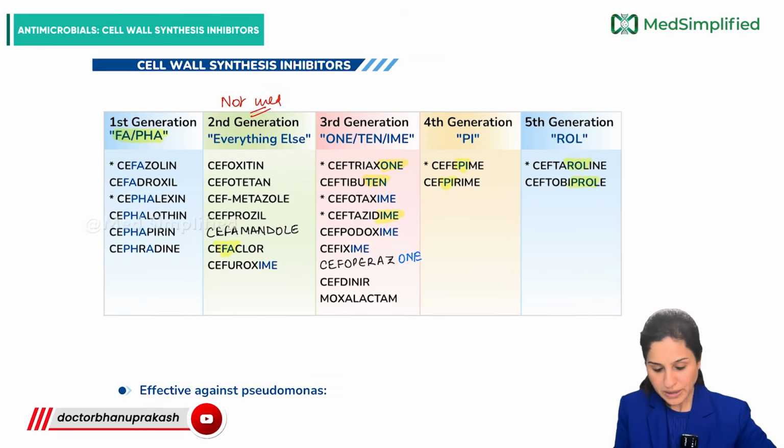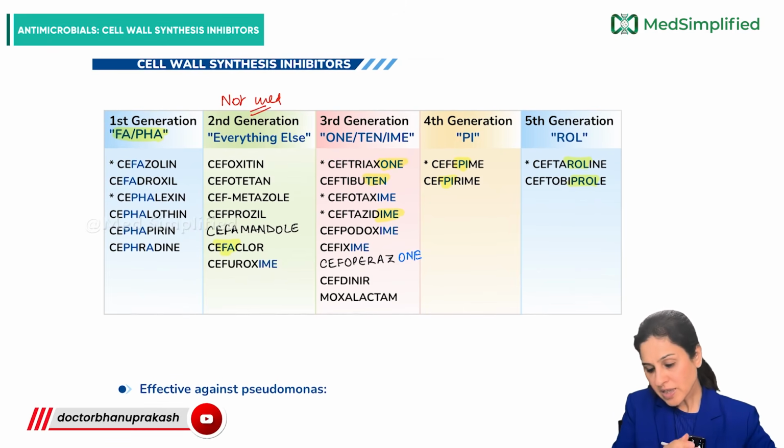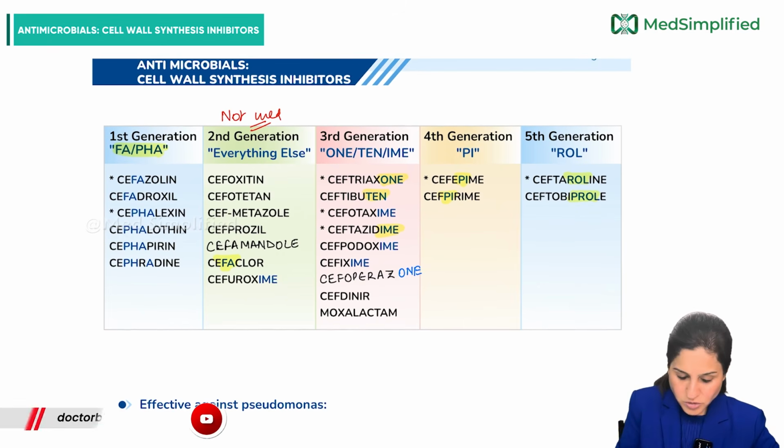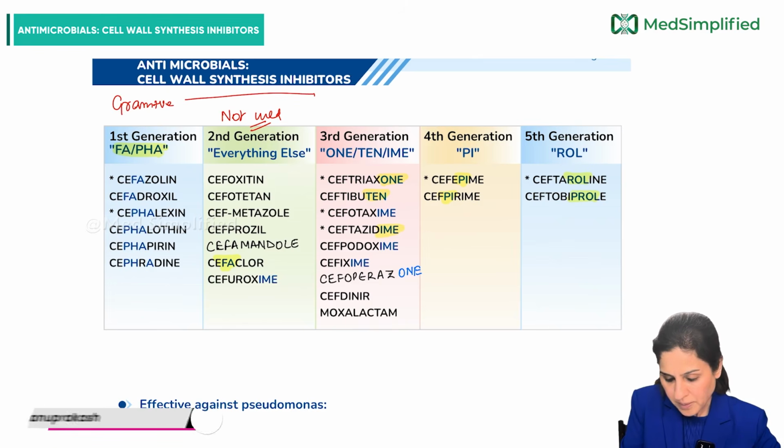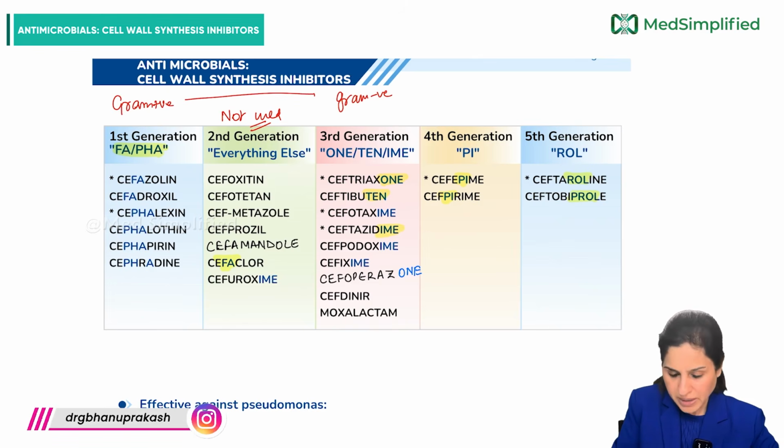Clinically, they're not used. Okay. Now, from first generation to the fifth generation, the spectrum also changes. First generation is mostly effective against gram-positive organisms. As you move on, the second generation has more effect against gram-negative.